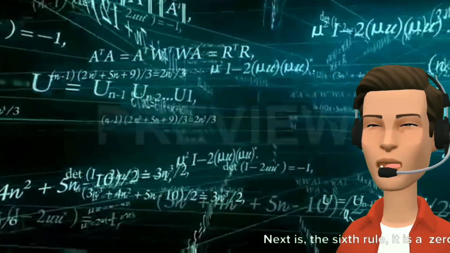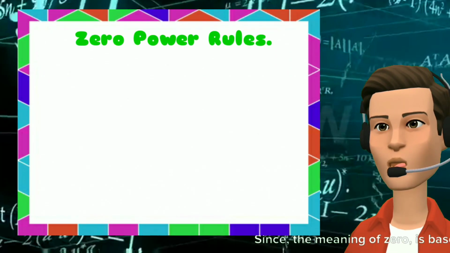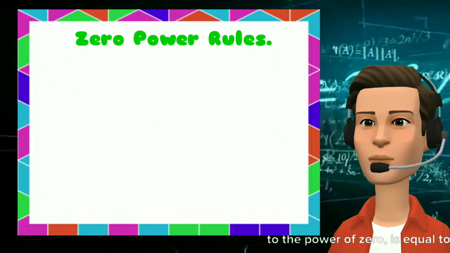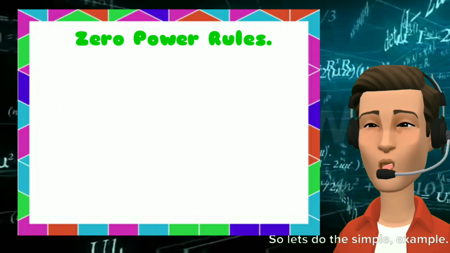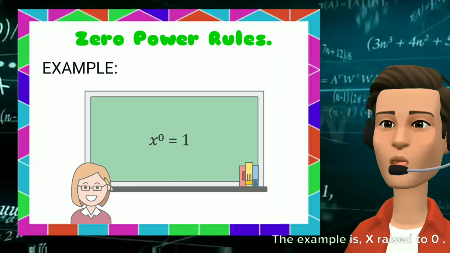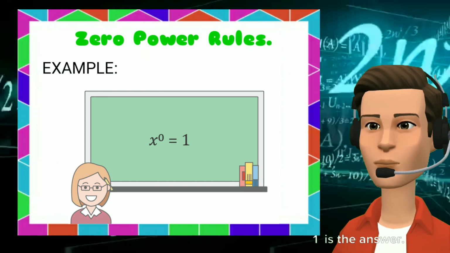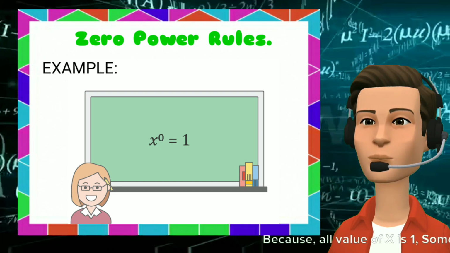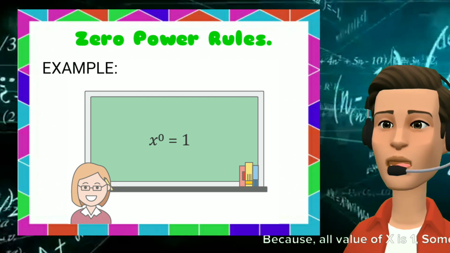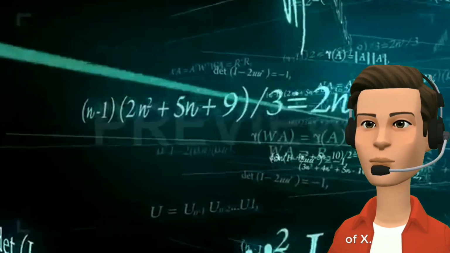Next is the sixth rule. It is zero power. The meaning is that a base raised to the power of 0 is equal to 1. So let's do a simple example. The example is x raised to 0. So, the answer is 1. So, why is 1 the answer? Because any value of x raised to 0 is 1. Sometimes some students forget this.